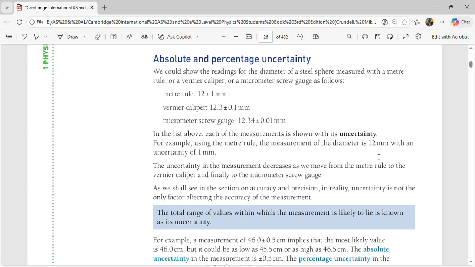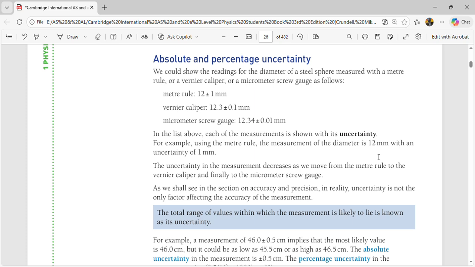For a vernier caliper, it is 0.1 millimeters. That is the smallest value a vernier caliper can give. A micrometer screw gauge, it is 0.01 millimeter. That's the smallest value a micrometer screw gauge can give. So we have all these values written, for a meter rule, a vernier caliper, and a micrometer screw gauge, their measurements with their own uncertainties.